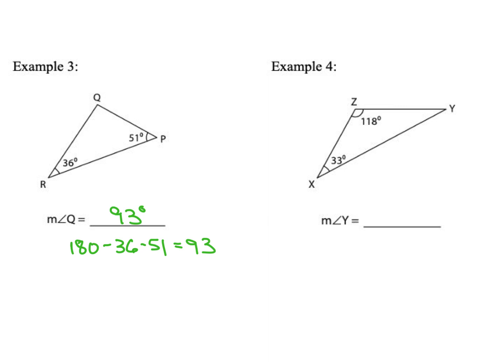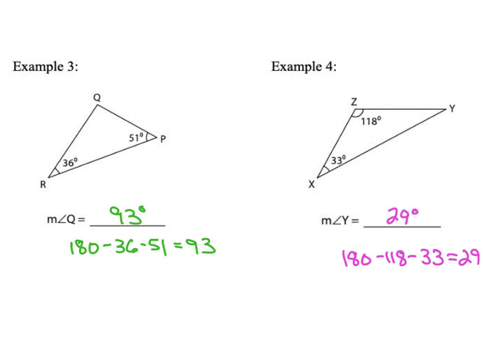And then let's look at example number 4. So we have 180 minus 118 minus 33. Oops, sorry. 180, 118, 33. That's going to be 29 degrees.